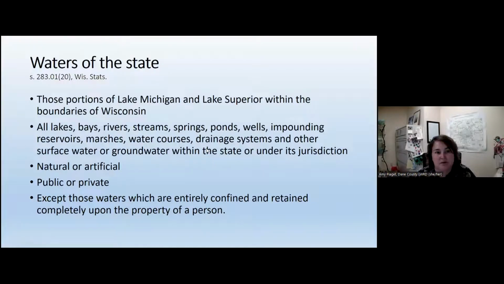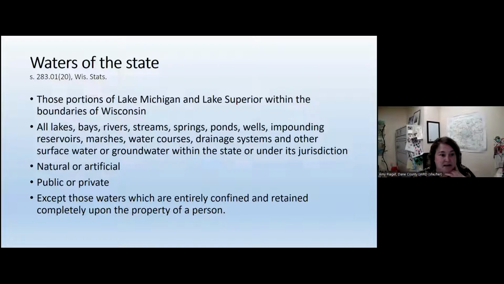So with that, bear with me. These are going to be wordy slides. The first definition, the overarching one that I think most of the performance standards refer to, is waters of the state. So what are waters of the state?